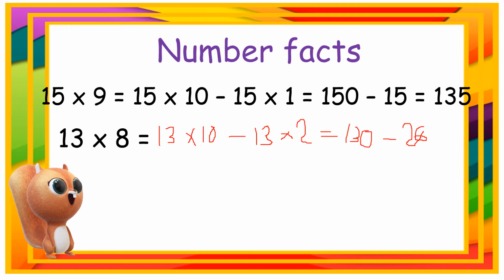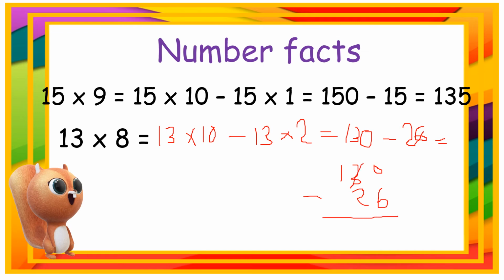So 130 minus 26 would give us, using the column method, here we go, 130 minus 26. I'm going to make an exchange because 0 cannot take away 6.